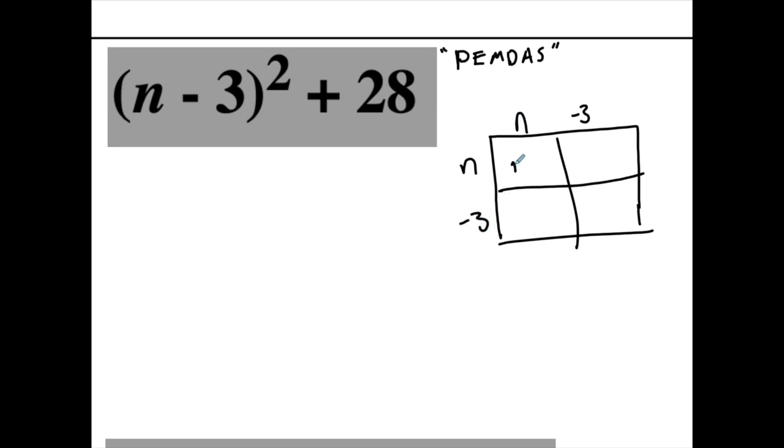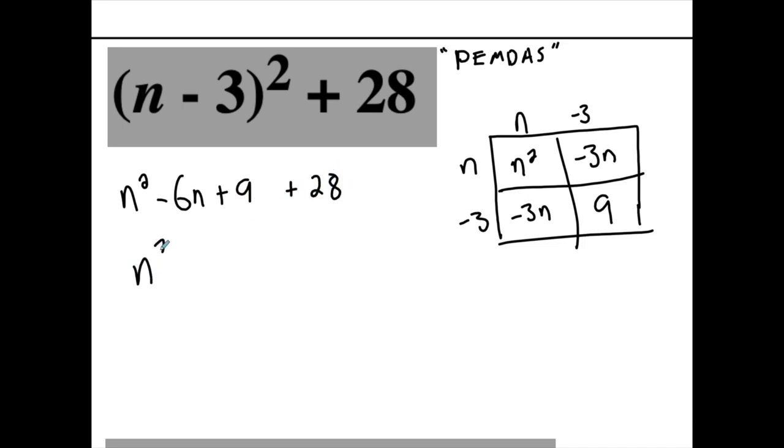So n times n is n squared. Negative 3 times n is negative 3n. N times negative 3 is negative 3n. Negative 3 times negative 3 is 9. So I get n squared minus 6n plus 9 plus 28. And I combine like terms.